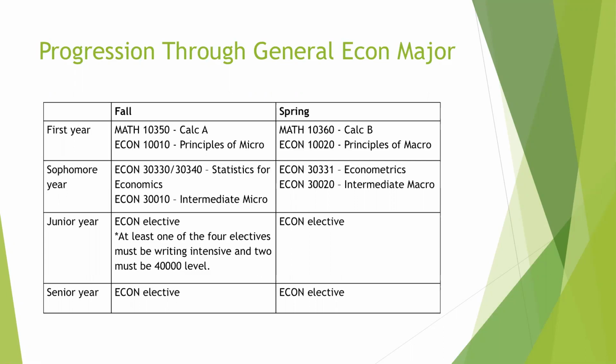After the core courses, there's 4 econ electives that must be taken. At least one of those 4 electives must be a writing-intensive course, and 2 must be at the 40,000 rather than the 30,000 level.